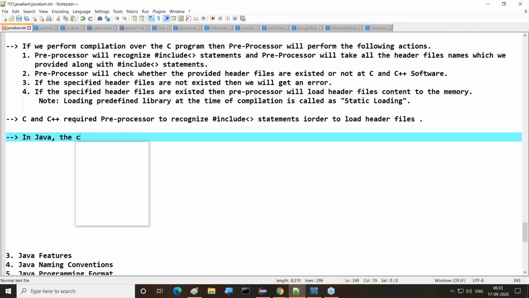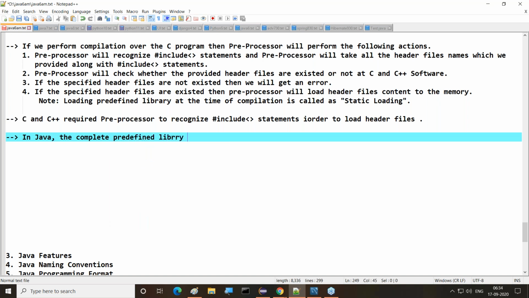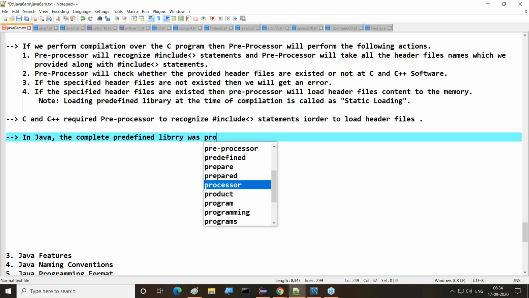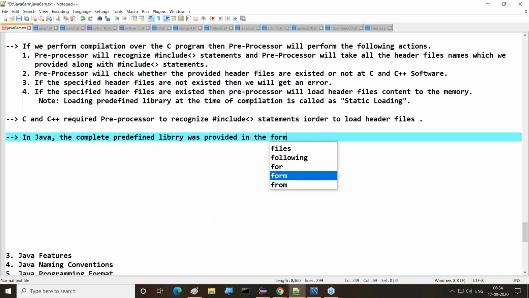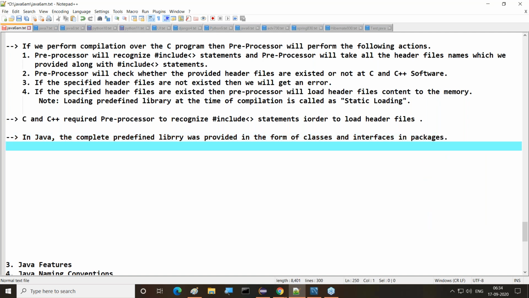In Java, the complete predefined library was provided in the form of classes and interfaces with packages, meaning packages. That's the statement I'm telling you. Any example for this package, guys? Examples for packages are what?